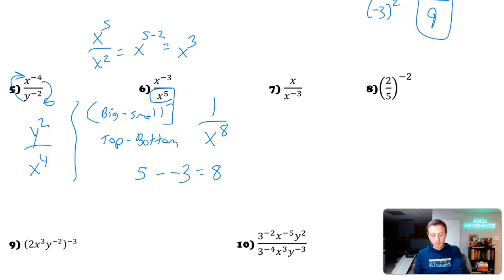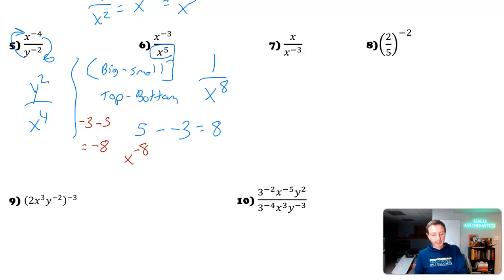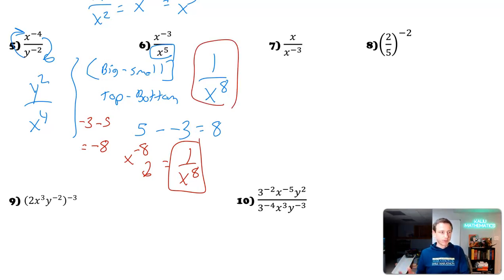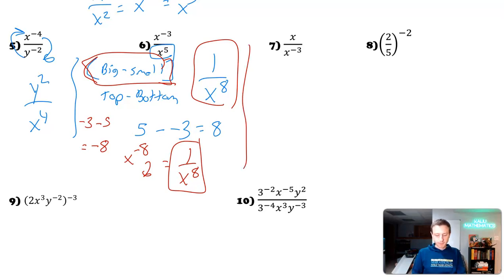Now if you do that top minus bottom method, let me just show you that. If you did negative 3 minus 5, negative 3 minus 5 is negative 8, so then you'd have x to the negative 8. Well, x to the negative 8 is a negative exponent. I can't leave it as a negative exponent, so I'd have to bring it down to get 1 over x to the 8th. You see how we get the exact same answer? Just two different methods. It's completely up to you how you'd want to manage that. I like big minus small. I'm probably going to do big minus small in this video.